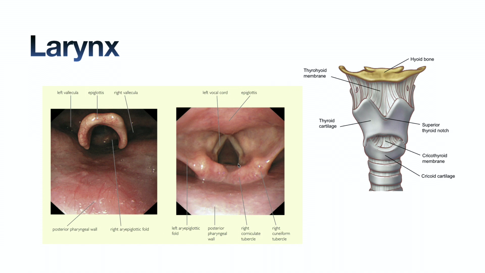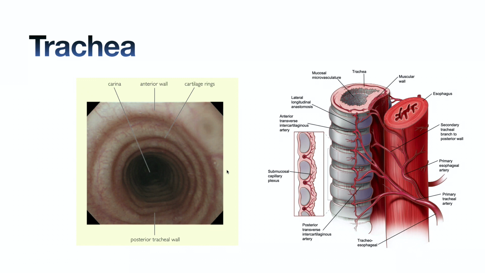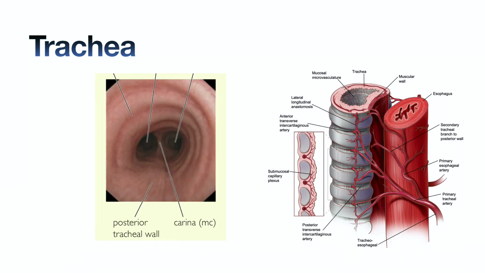Going through the vocal cords, we'll enter the trachea. The trachea is made of C-shaped cartilage rings with a muscular wall at the back. So this is the anterior tracheal wall, and this is the posterior tracheal wall. From this picture, we can appreciate the trachealis muscle at the back of the posterior tracheal wall, which is a very important structure that serves as guidance when we are going further down the trachea and the bronchi.